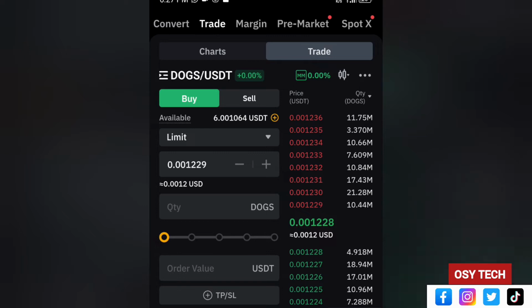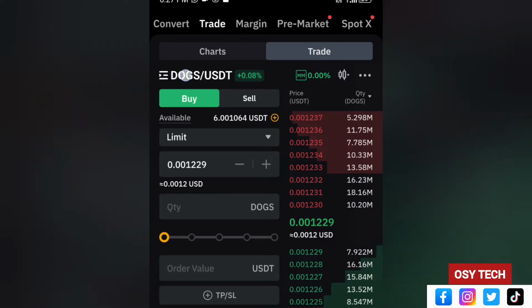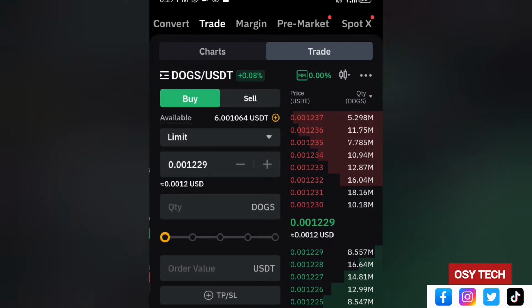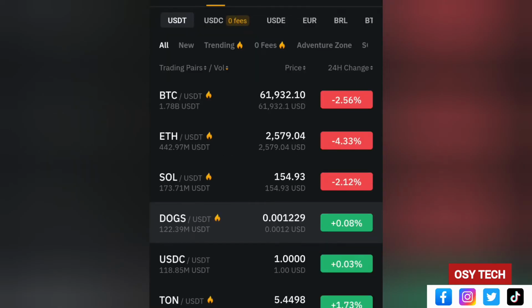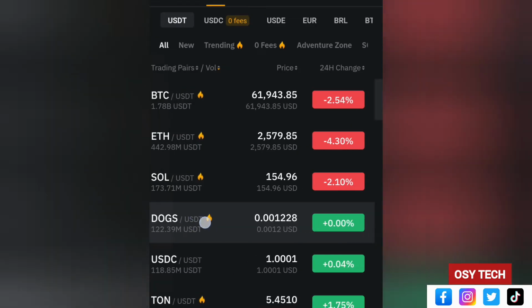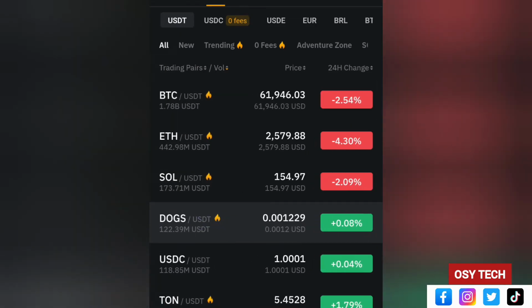So when you tap on trade, then you have this place whereby you can select your currency. So you will tap right here where we have the lines. Tap on it. Okay, so you tap on it, then you look for the docs USDT. There's one. Okay, so the docs USDT, then you tap on it.